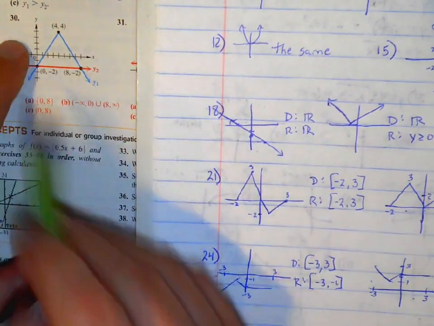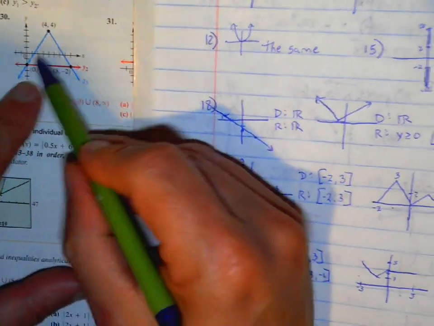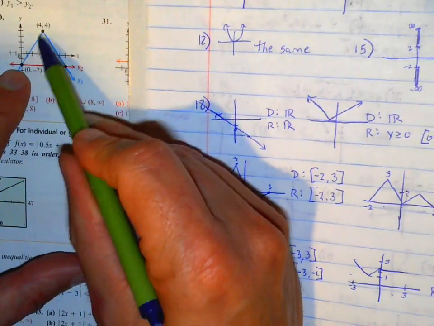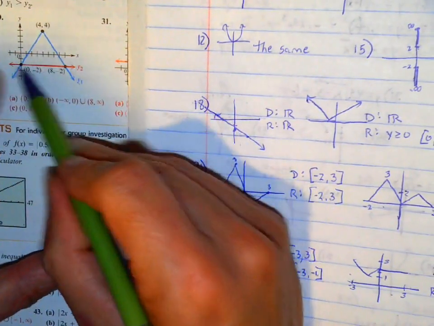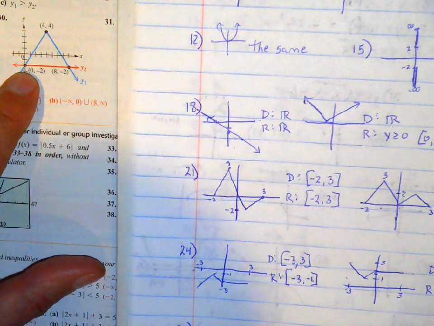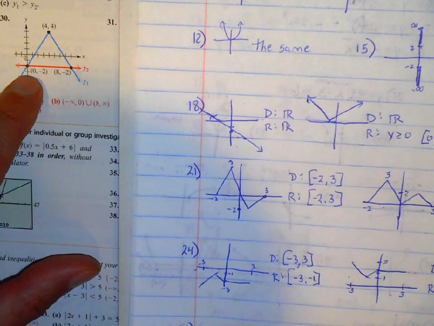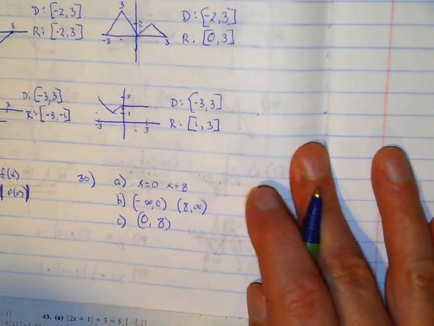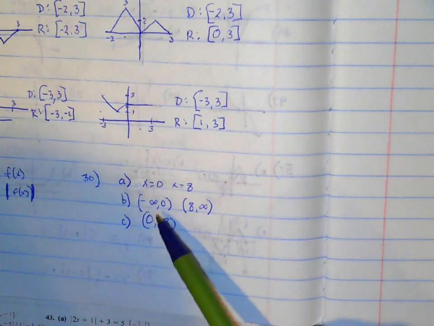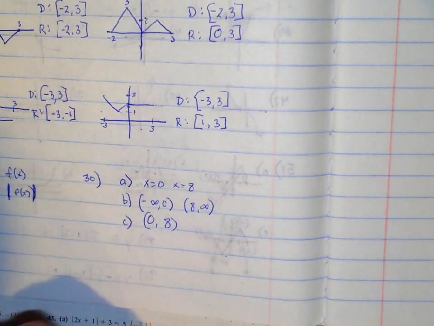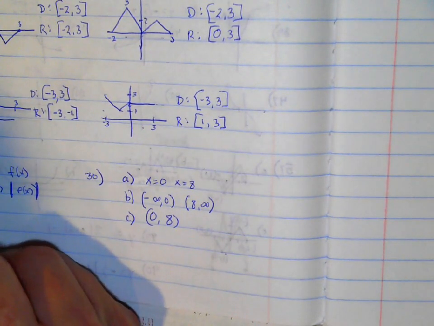Okay, part C, where is the y1 greater? So y1 is greater from here to here. Those are greater than the other line there. So from 0 to 8. Okay, so your answer would look like this.